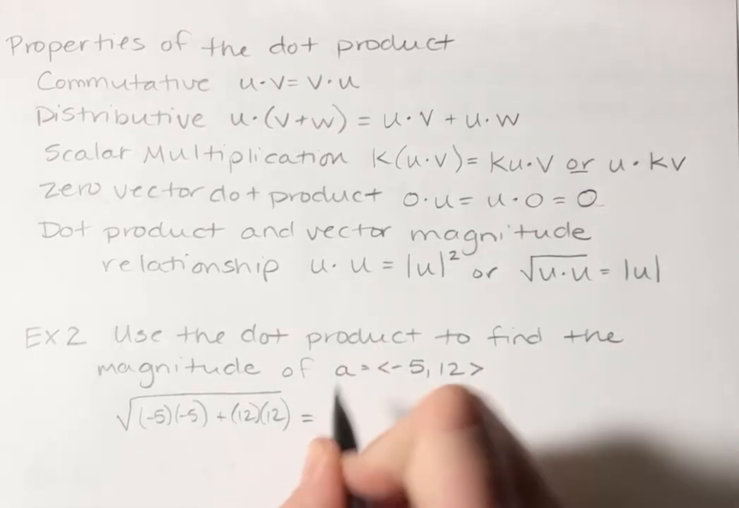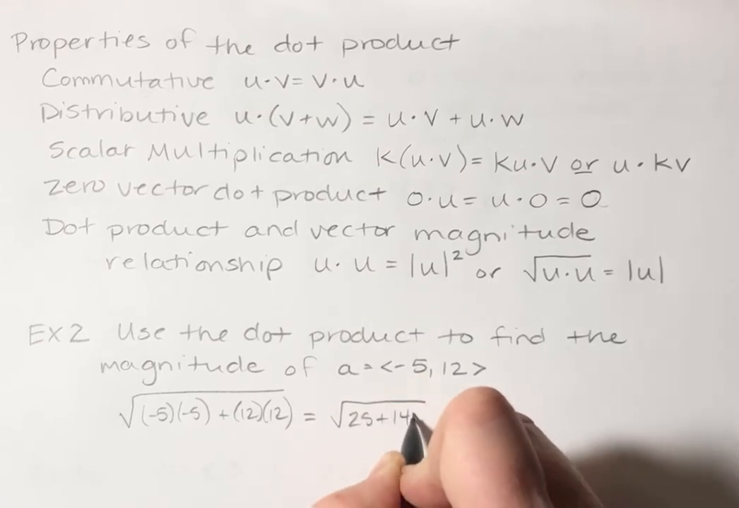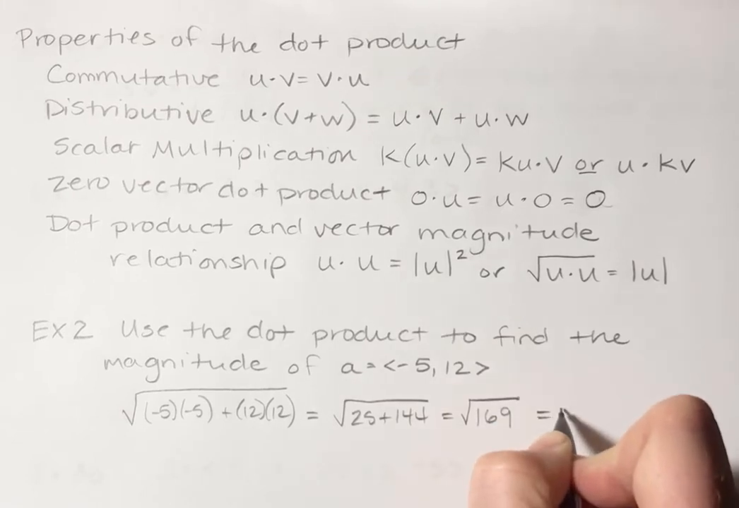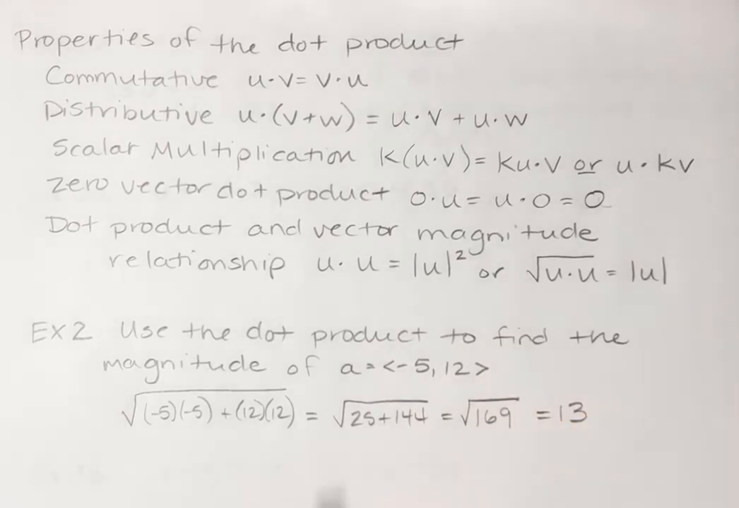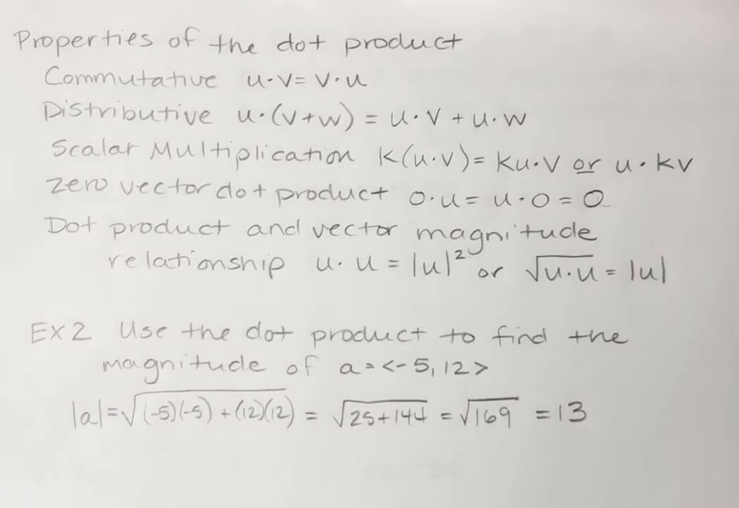Okay, so I have the square root of 25 plus 144, or the square root of 169, which is 13. So the magnitude of vector A is equal to 13. Its length is equal to 13.